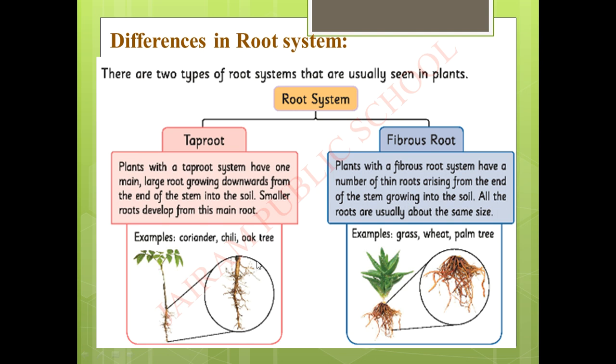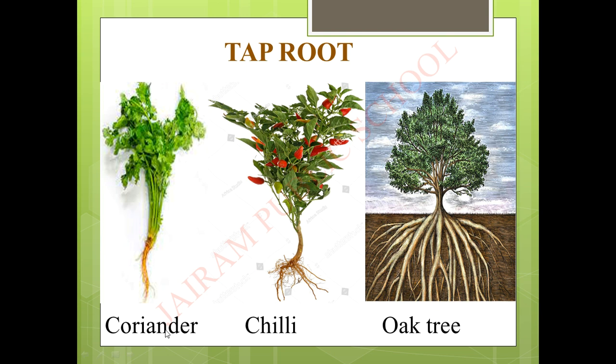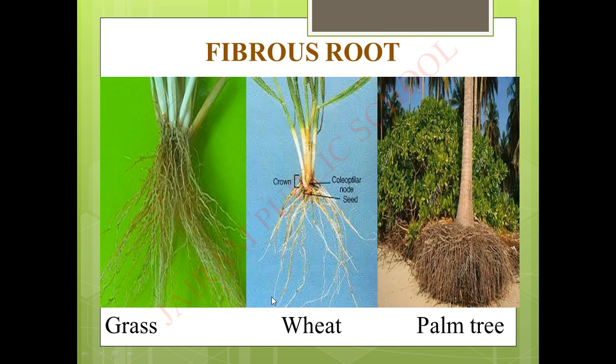We can see that the examples of taproot are coriander, chili and oak. Now by the picture you can easily observe, children, that taproot has one main long root with many small roots growing from the long root. So this is the taproot system. Next, fibrous root has many small thin hair-like roots which start growing from the end of the stem into the soil. These are very small and more or less even in size. Examples are grass, wheat and palm tree. So these are called fibrous root.